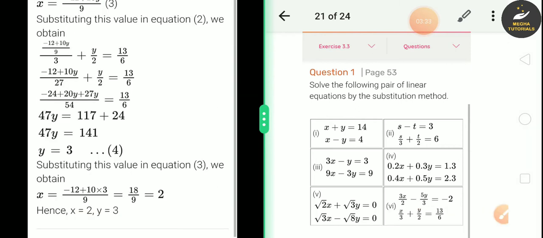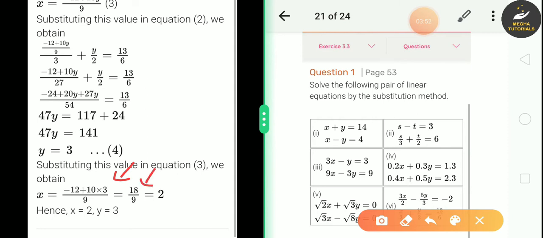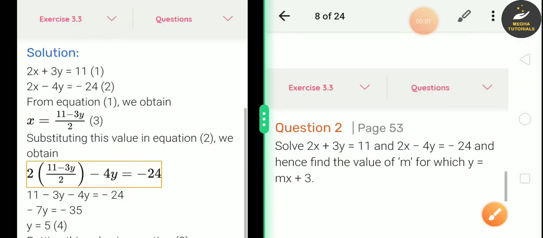Okay. Now substitute value of y in equation 3. So x is equal to minus 12 plus 10 into 3 upon 9. So 10 into 3 is 30, minus 12 plus 30 is equal to 18. So 18 upon 9 which is equal to 2. So we are getting x is equal to 2 and y is equal to 3.